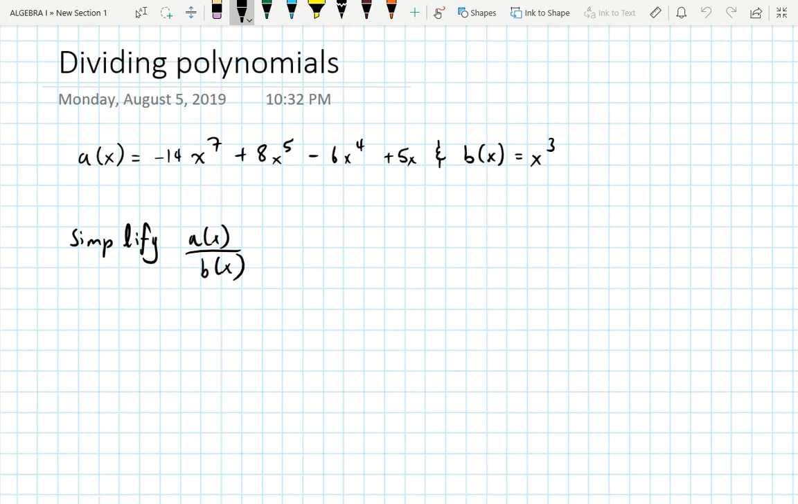Okay, welcome back. What we're going to do is learn how to divide some polynomials. This is super helpful whenever we're talking about some of the calculus principles. You've got to know how to do this before we go further.